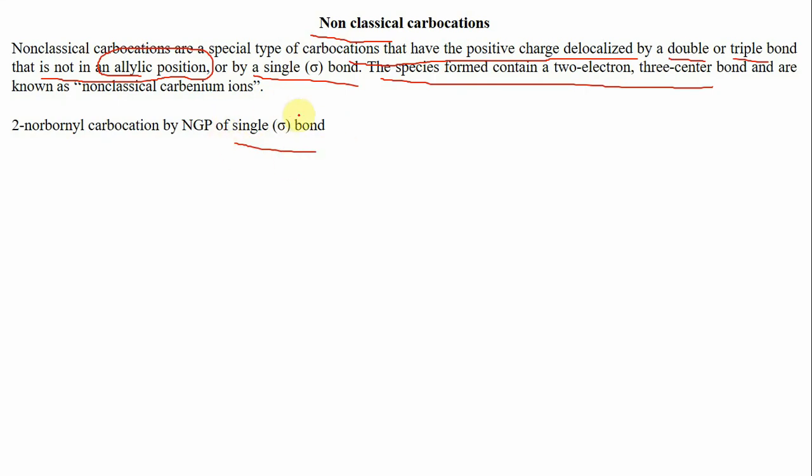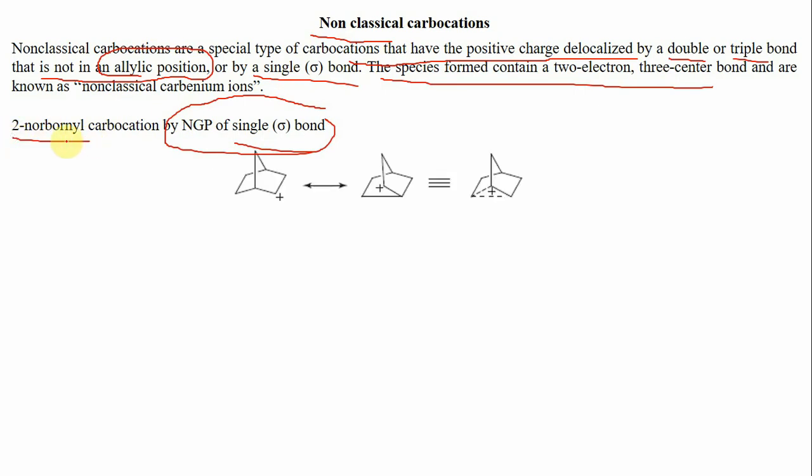Let's take an example in which they are formed by the neighboring group participation of a sigma bond, and such an example is the 2-norbornyl carbocation. So this is our 2-norbornyl carbocation. Now in this case, these sigma bond electrons can transfer to this carbocationic positive charge, which results in bond formation between this carbon and this carbon over here like this, and this bond will break. So this will give rise to another resonance structure in which the positive charge is present over this carbon. By combining these two structures, the overall resonance structure becomes like this.